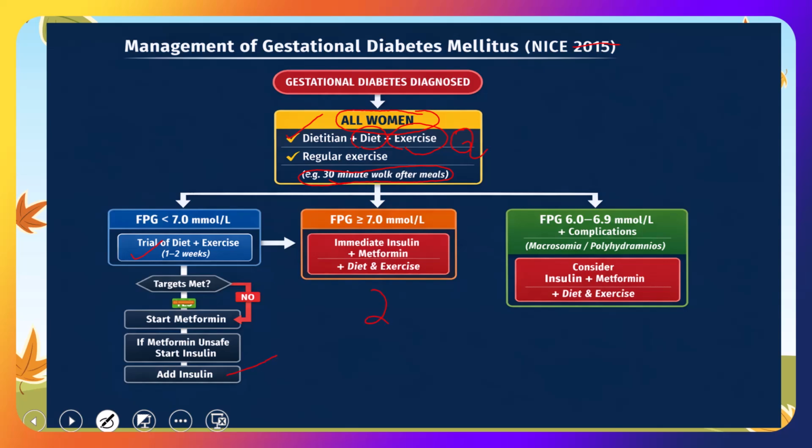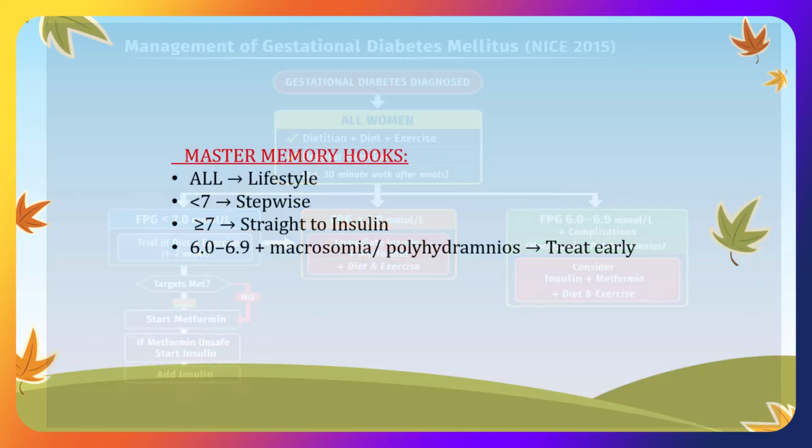Now the second case: if fasting plasma glucose is more than or equal to 7.0 millimole per liter, we are offering her diet, exercise plus insulin with or without metformin. Again the same third case: if fasting plasma glucose level is between 6 to 6.9 plus the complication, then we are immediately considering early treatment in the form of addition of insulin with or without metformin, and diet and exercise as in all cases.